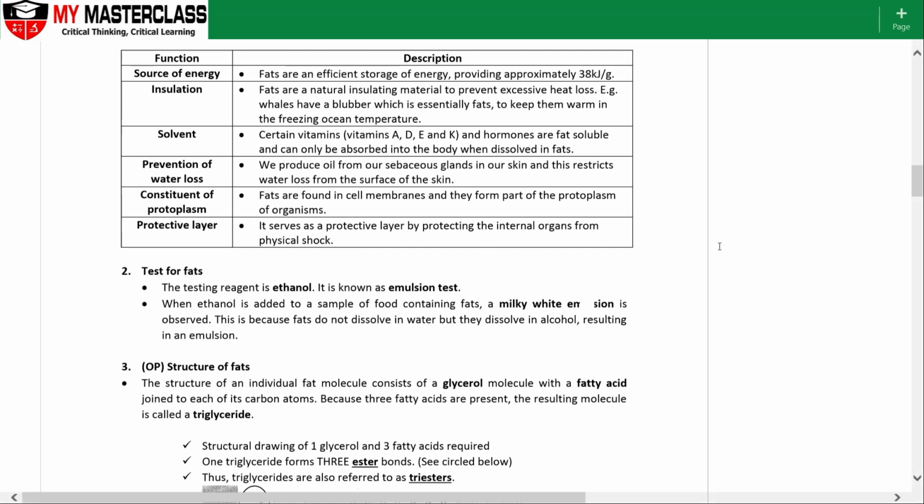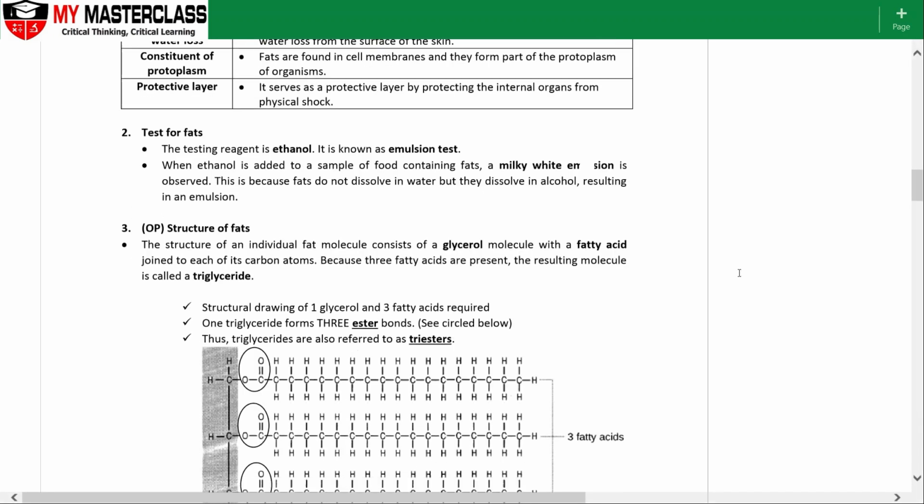Likewise, like carbohydrates, we can test for fats, and this is called an emulsion test. Let's say I crush a couple of peanuts and put them into a test tube, and ethanol is added into this test tube, and you shake it. After some time, you realize that you have a white emulsion. This does not work with water, because fats do not dissolve in water. Ethanol is essentially the chemical name of alcohol. Fats can dissolve in alcohol, so therefore it results in an emulsion.